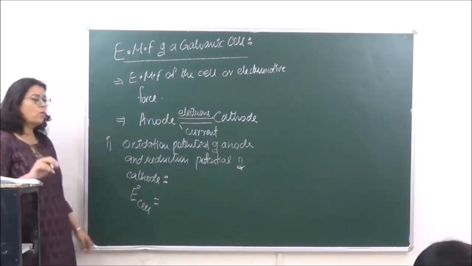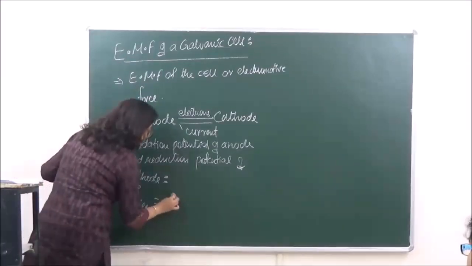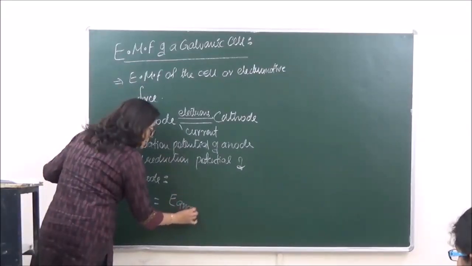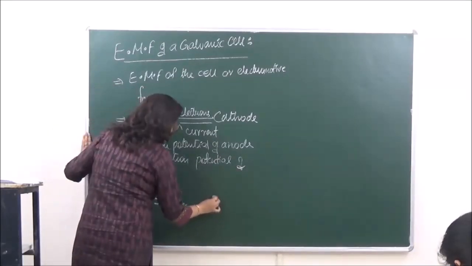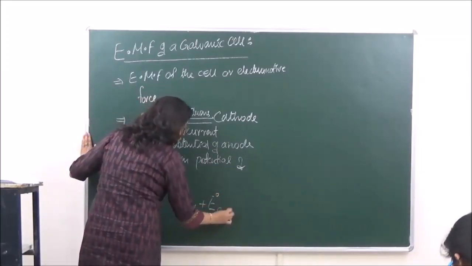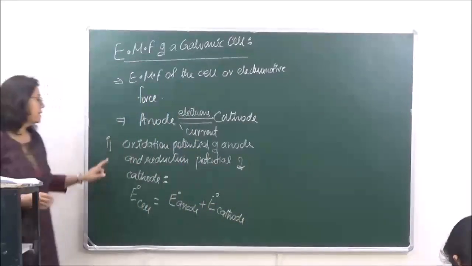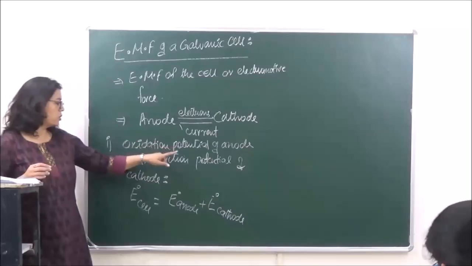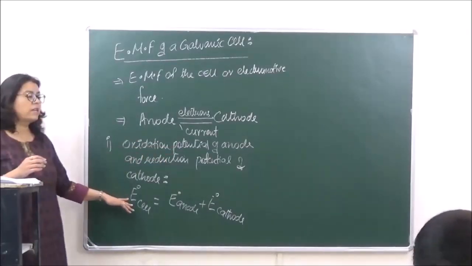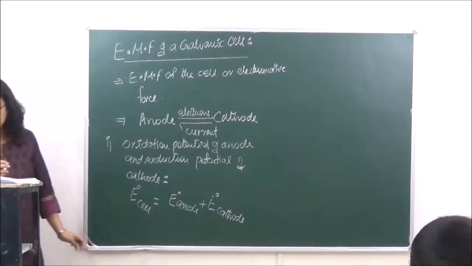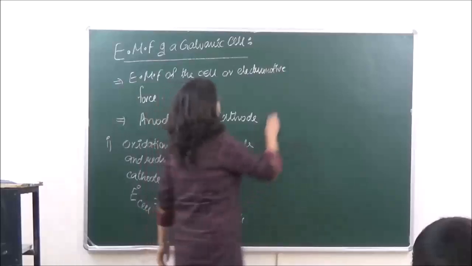So E naught cell over here will be given as the oxidation potential of the anode plus the reduction potential of the cathode. Only when the oxidation potential of the anode and the reduction potential of the cathode are given, we can use this method. The second method is when the reduction potentials of both the electrodes are given.